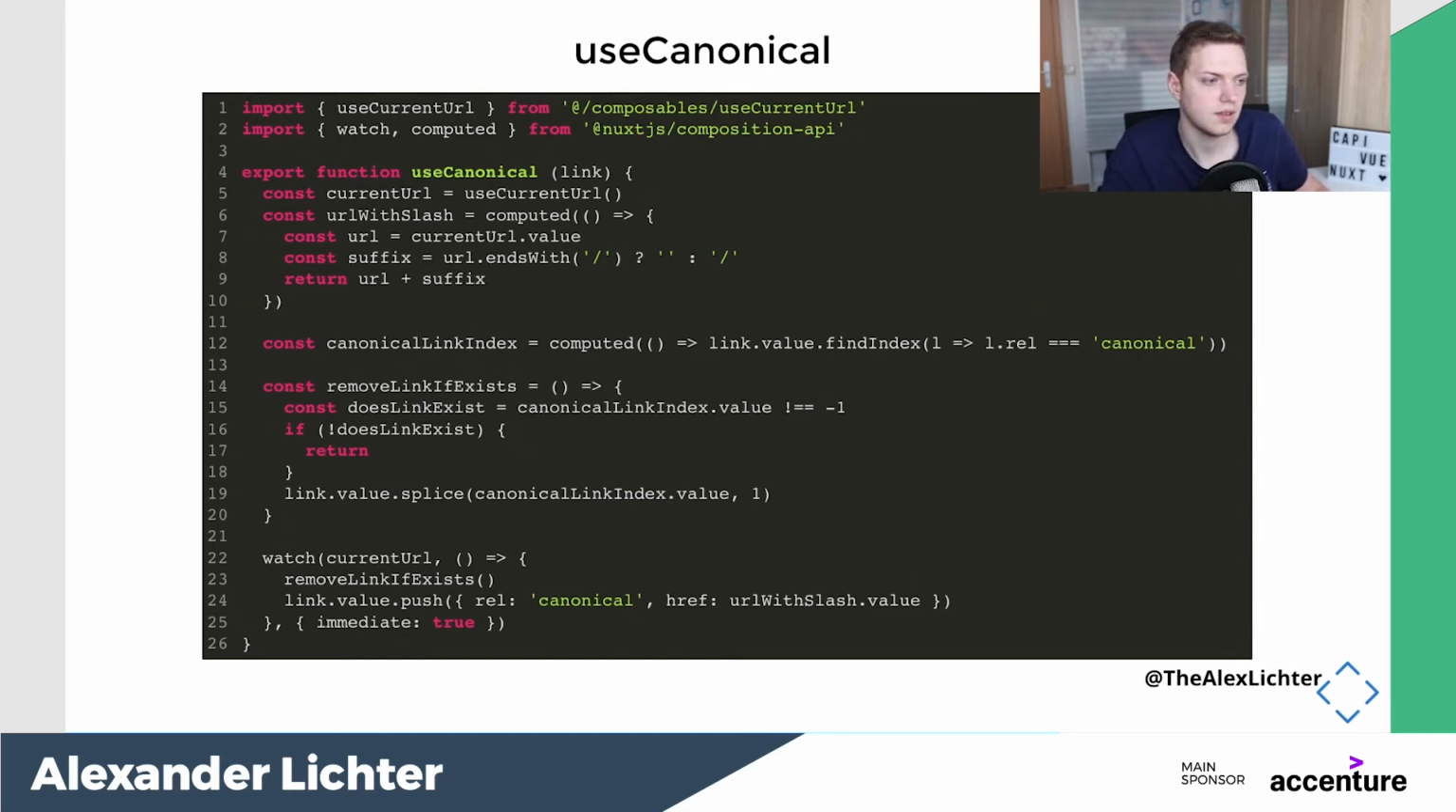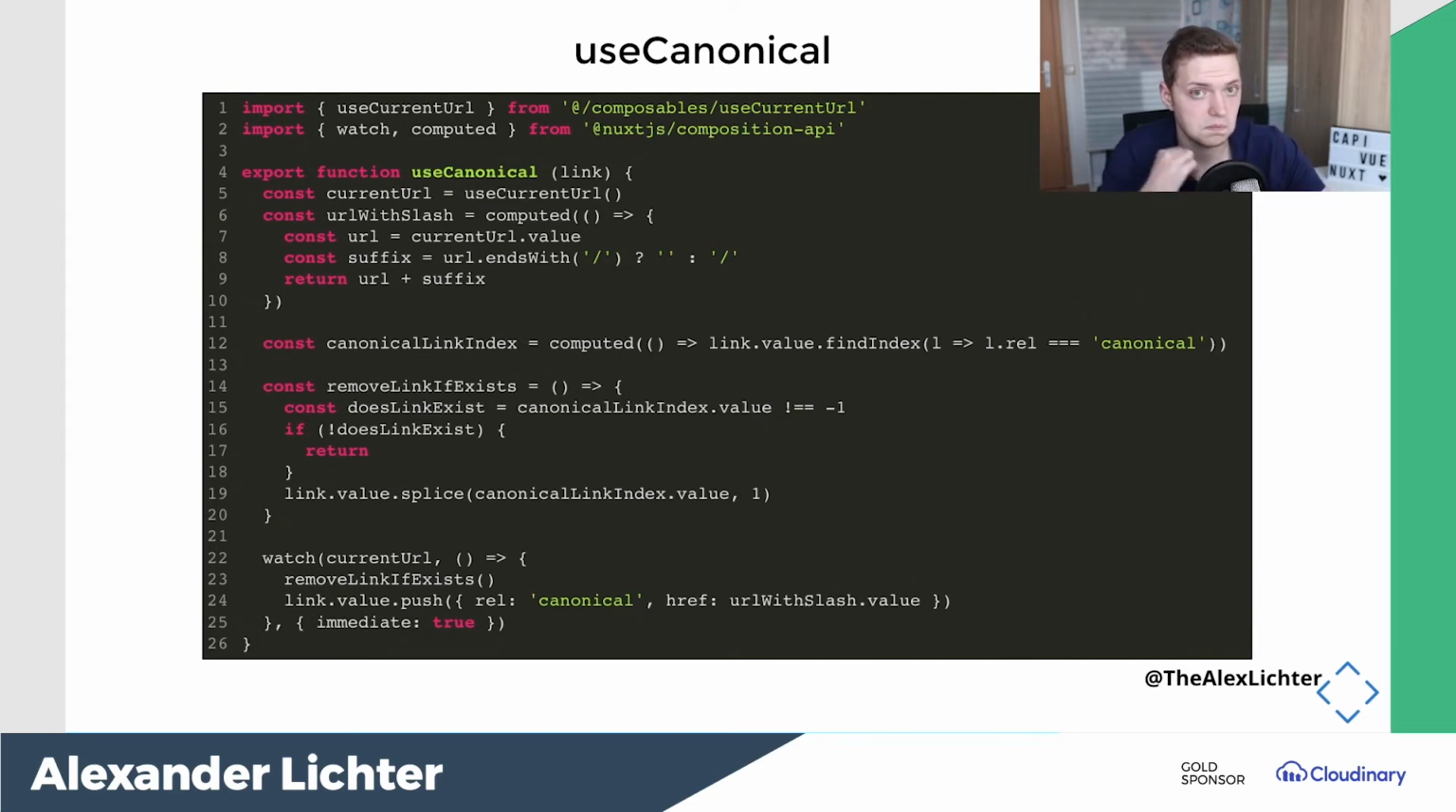And then we ask: does the URL end with a slash? If so, we don't have to add anything. If it's not ending with a slash, then add a trailing slash. It's just my personal preference. Then we just stick them together. That's it. And then we get the canonical link index.